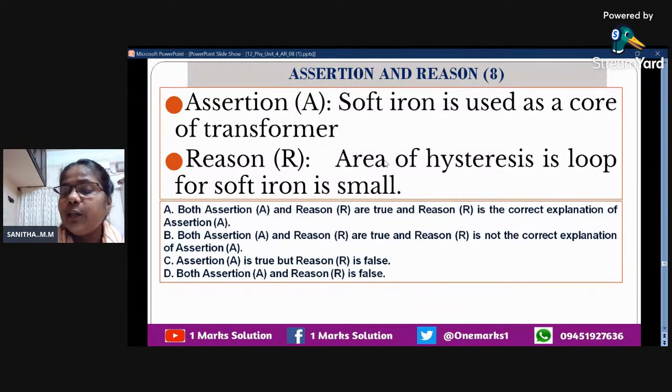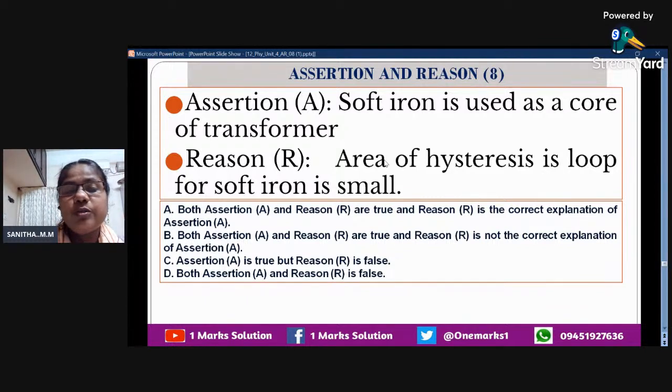Due to the lagging behind, you will study in the magnetism chapter the BH curve, magnetic field and magnetic intensity. A curve is there. There we are drawing a hysteresis loop. In that loop, you will get an area. If the area is increasing, the loss will increase. So we are considering soft iron and steel. We can say in the soft iron only, the energy loss will be less. Why? Because the area is very small.